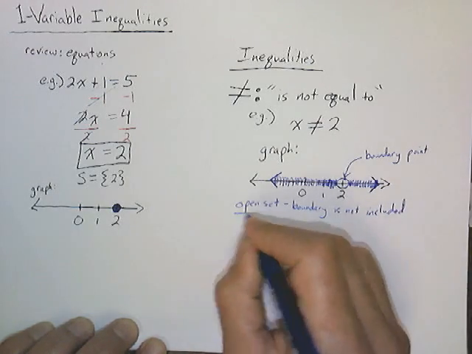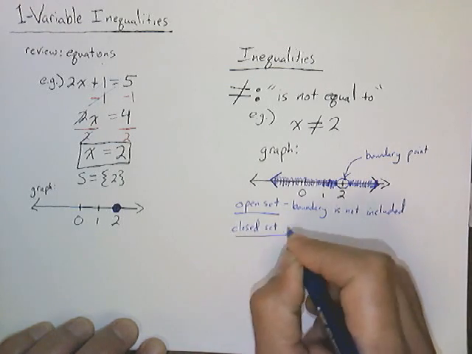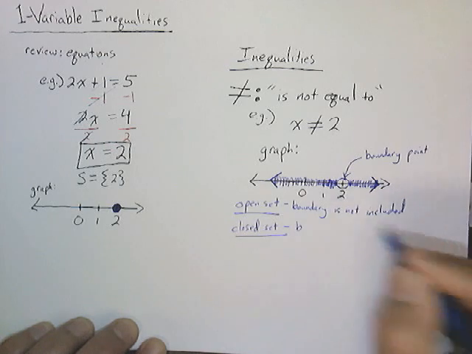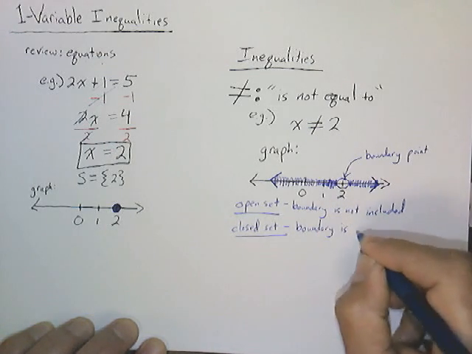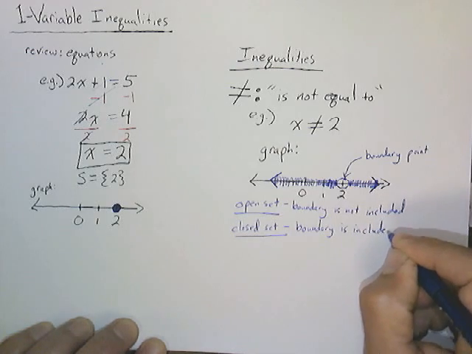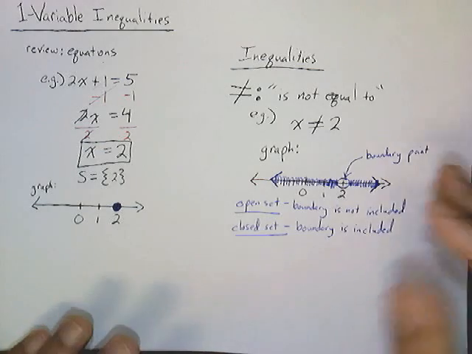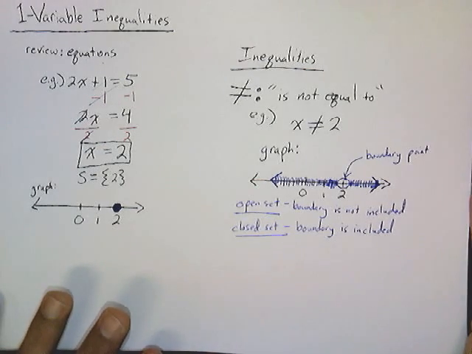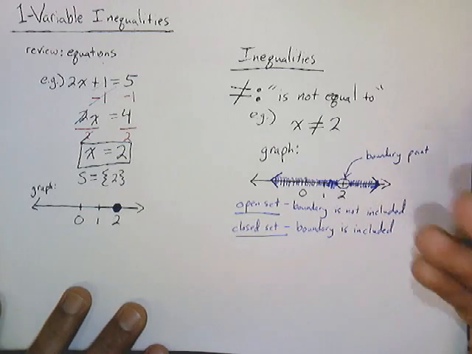And we have what's called a closed set, in which we do include the boundary. Here we're not including the boundary, so this would be called an open set. It'll make a lot more sense when we start getting into higher dimensional spaces and why it's actually important.